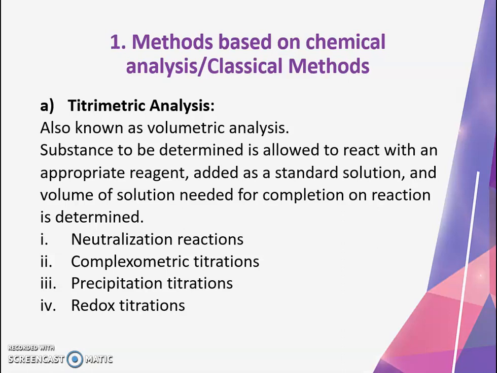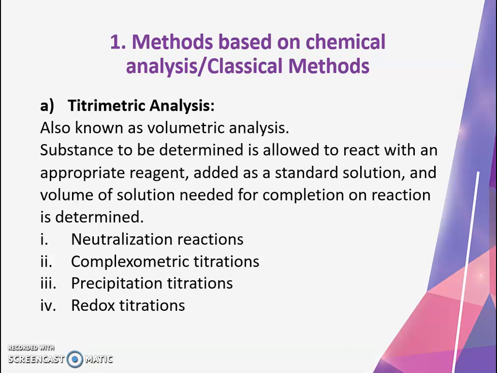Now let us see the various methods of analysis. So first are classical methods. These are the methods which are based on chemical analysis. So first is titrimetric analysis. Titrimetric analysis is also known as volumetric analysis. Now in titration, the substance to be determined is allowed to react with an appropriate reagent added as a standard solution, and the volume of solution needed for completion of the reaction is determined.